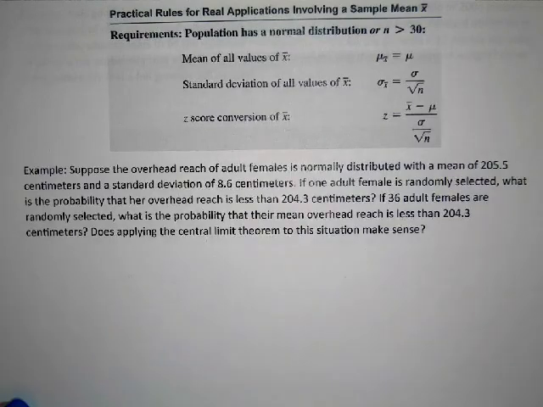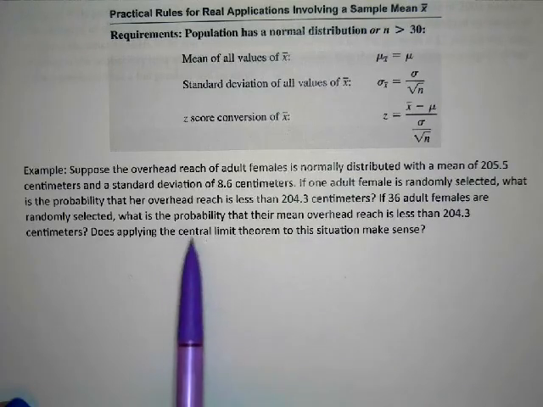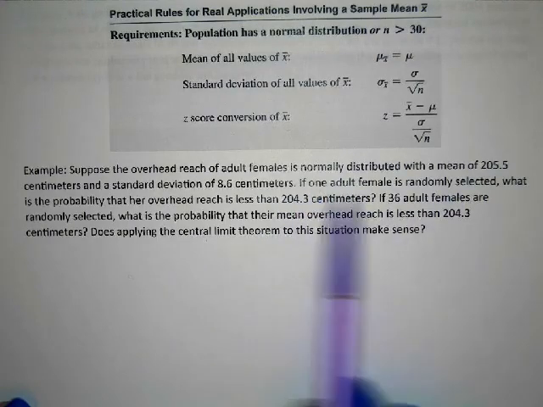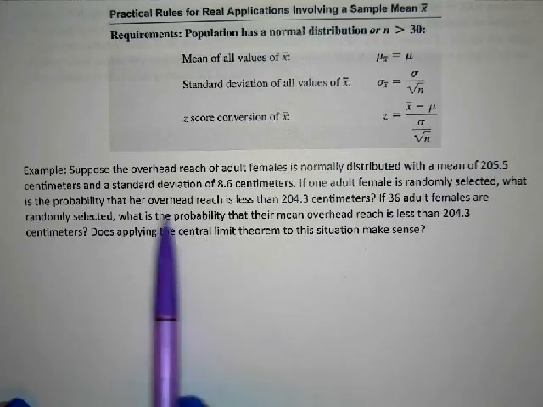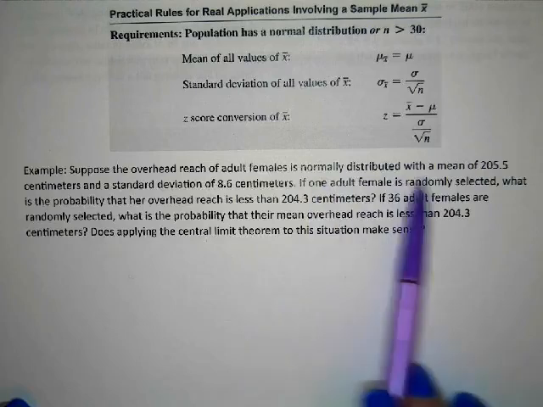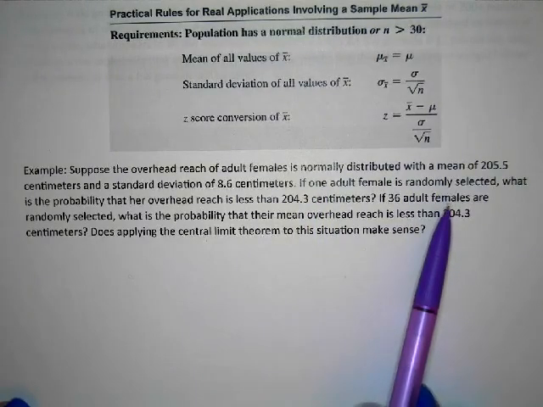If one adult female is randomly selected, what is the probability that her overhead reach is less than 204.3 centimeters? The way this question is phrased, if one adult female is randomly selected, her overhead reach, and this says normally distributed, this question is phrased exactly like section 6.2. So that first question is exactly what we've done before.